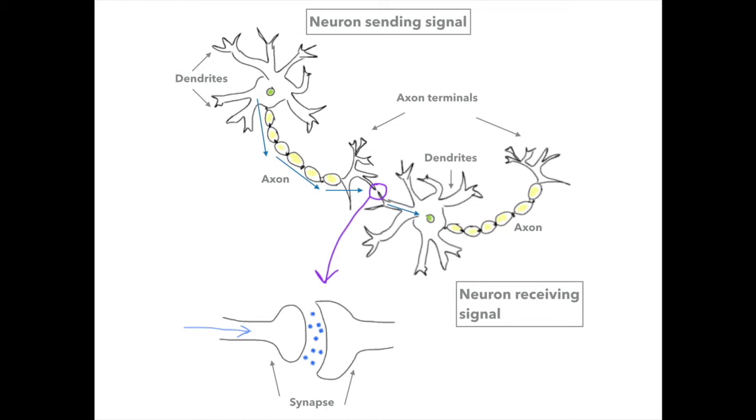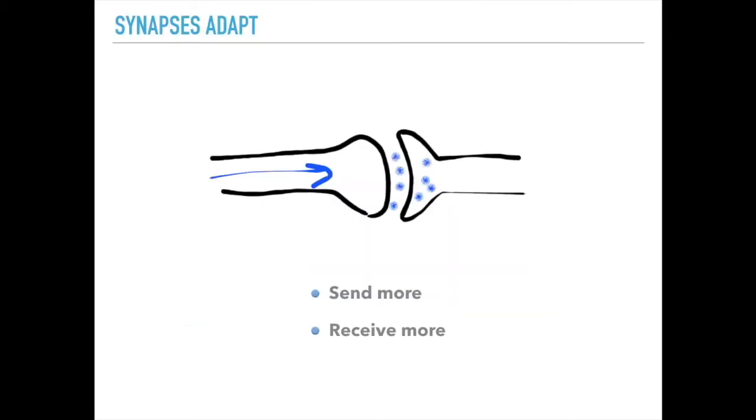I'm telling you all of this because when we get to artificial neurons, it will become obvious what we're trying to do. But crucially, in this model, synapses adapt. They can vary the number of vesicles of transmitter, so how much they fire, or the number of receptor molecules, so how much they receive.